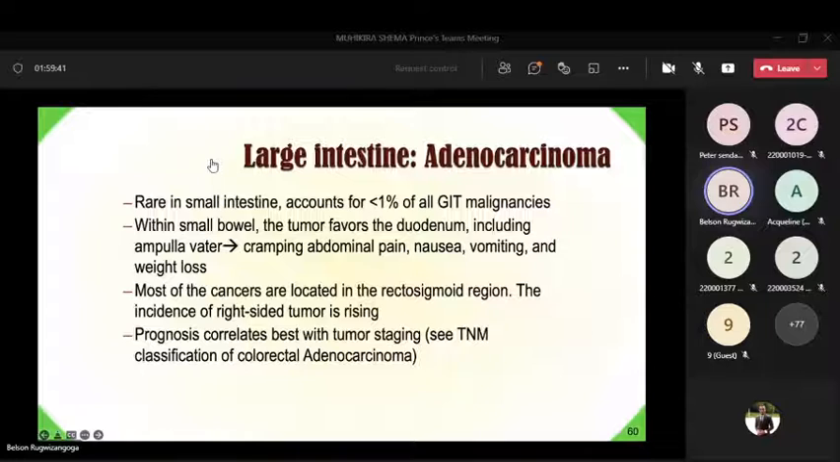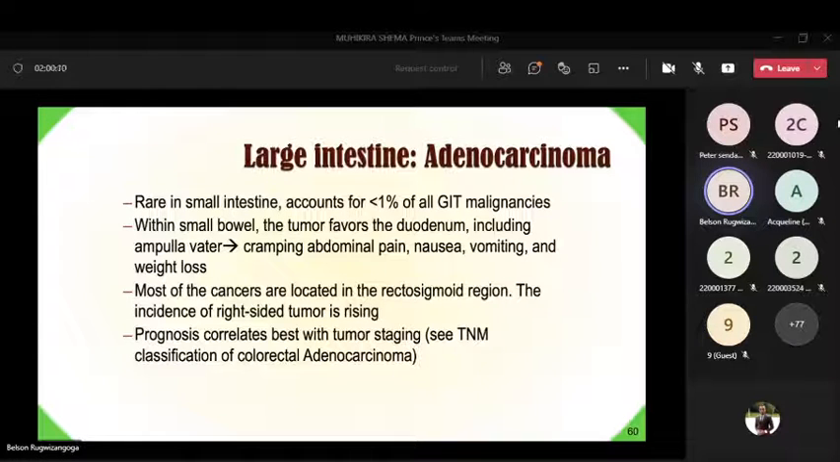Most of the cancers are located in the rectosigmoid region, and what we saw is that mucinous carcinomas are mainly seen on the right side, while non-mucinous carcinomas are seen in the rectosigmoid, meaning on the left side. This is what we saw in South Africa. And of course, those on the right side are associated with a poorer prognosis.